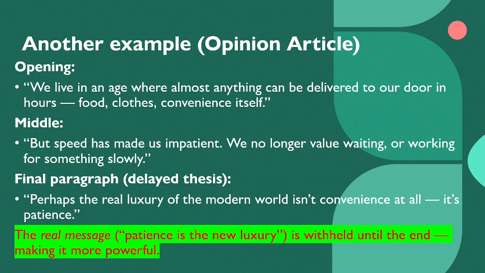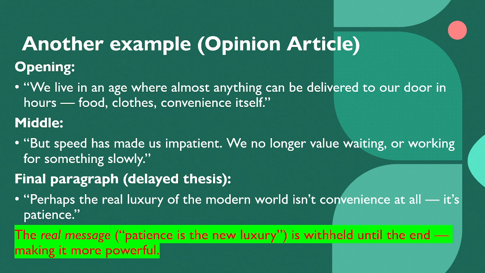Here's another example, and this one's probably going to make it a little bit clearer. It might be an article that you're writing. You might start with a discussion on: "We live in an age where almost anything can be delivered to our door in hours: food, clothes, convenience itself." In the middle: "But speed has made us impatient. We're no longer waiting or working for something slowly."